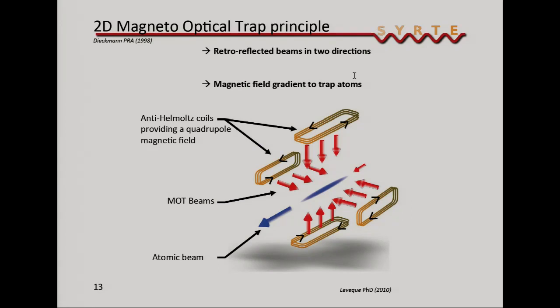So here there are the coils in the anti-Helmholtz configuration. It provides us a quadrupole magnetic field. We chose 2 directions here, and we constrain the atom in this direction. And here are the MOT beams. And our atomic beam is only constrained on 1 direction.